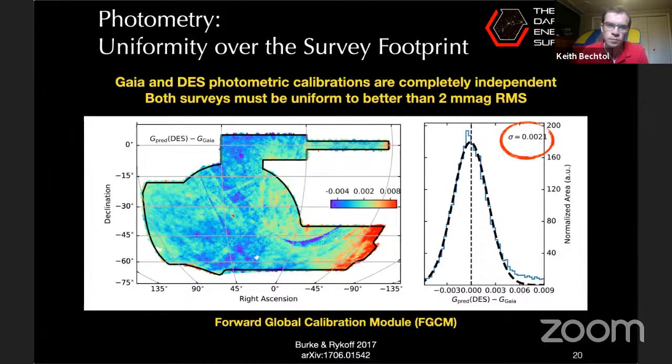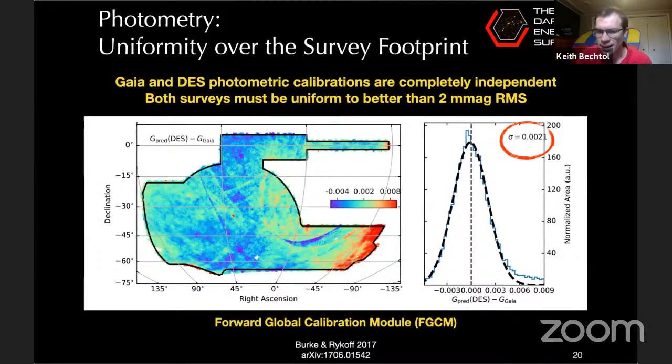stellar colors. So with DES, we can use this approach called the forward global calibration model, where we're basically having a forward model of the atmospheric conditions, and we can model the transparency of the atmosphere, and we can use this to obtain a photometric calibration that, compared to Gaia, has an RMS scatter of bright stars of about 2 millimag. So this is about 2 parts per thousand.